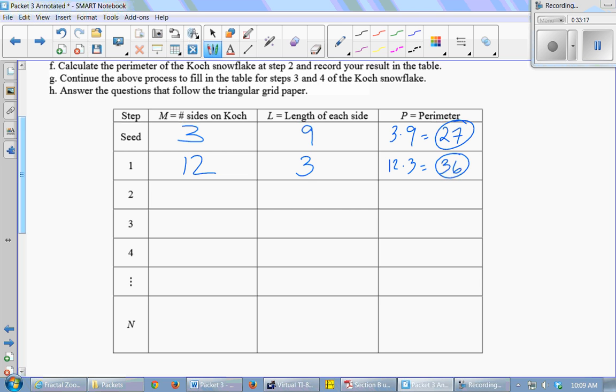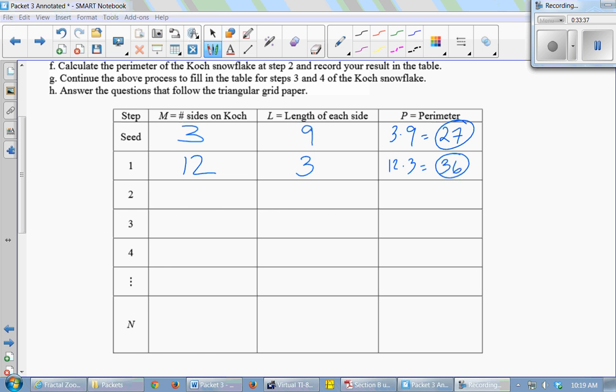All right, I want you to continue. Draw at least 1 or 2 more iterations and write down the perimeter and see if you can write formulas, right? Recursive or explicit for the number of sides, the length of each side, and the perimeter. All right, so let's go over some of our results.